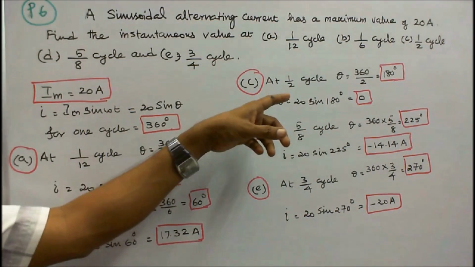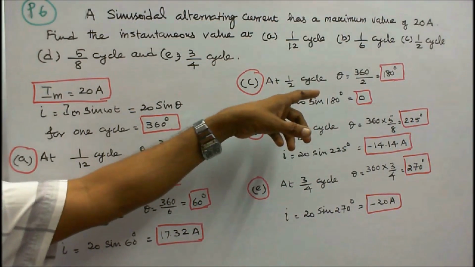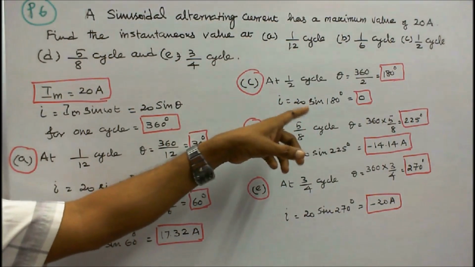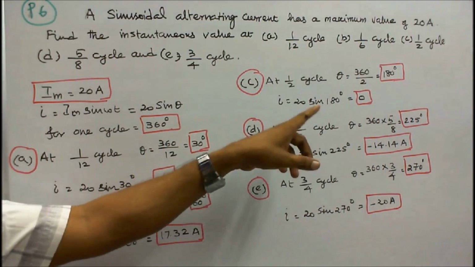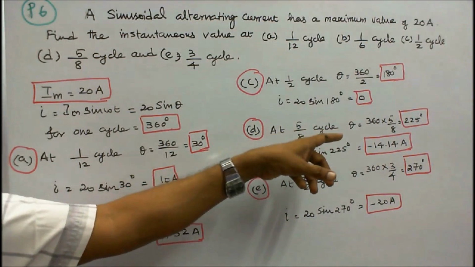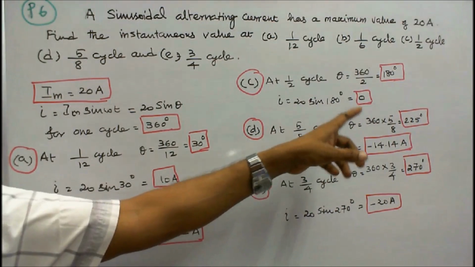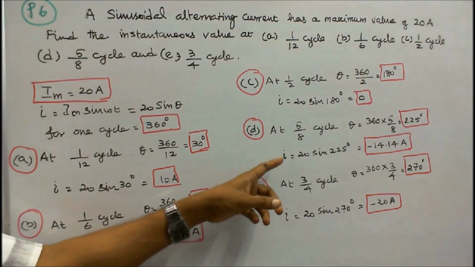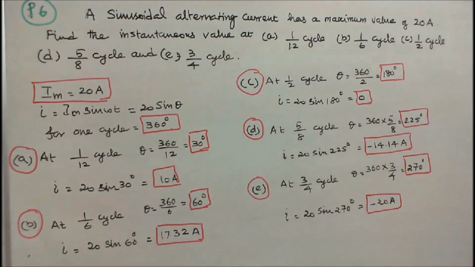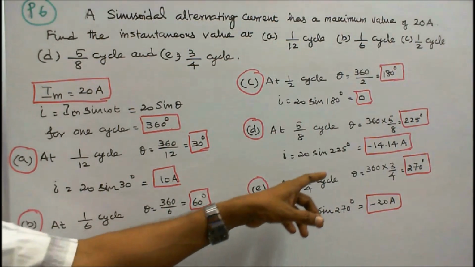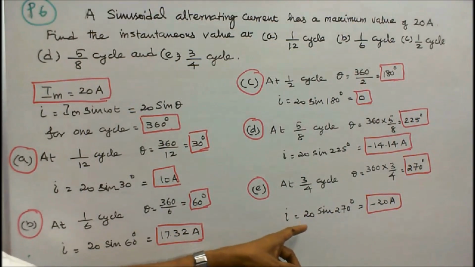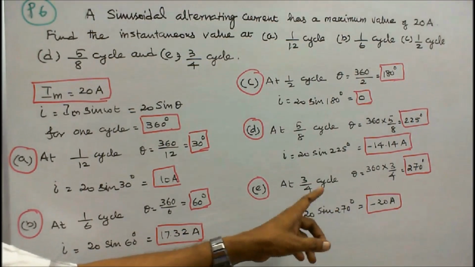At 1 by 2 cycle, theta is equal to 360 by 2, that is equal to 180 degrees. Instantaneous current I is equal to 20 into sine 180. Sine 180 is 0, therefore the instantaneous current is 0. At 5 by 8 cycle, theta is equal to 360 into 5 by 8, that is equal to 225 degrees. The instantaneous current I is equal to 20 into sine 225, that is equal to minus 14.14 amps. At 3 by 4 cycle, theta is equal to 270 degrees. Instantaneous current I is equal to 20 into sine 270, that is equal to minus 20 amps.